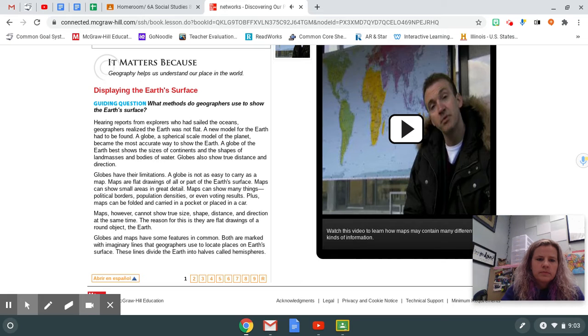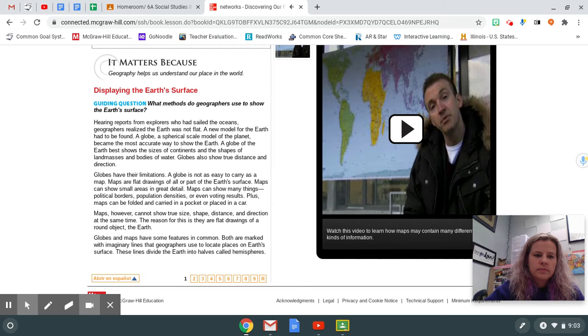Maps are flat drawings of all or part of the Earth's surface. Maps can show small areas in great detail. Maps can show many things: political borders, population densities, or even voting results. Plus, maps can be folded and carried in a pocket or placed in a car. Maps, however, cannot show true size, shape, distance, and direction at the same time. The reason for this is they are flat drawings of a round object, the Earth.